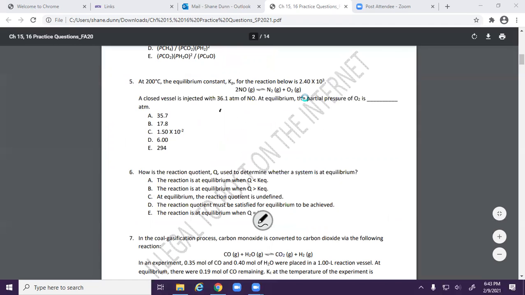So let's write this guy out. 2NO, N2 plus O2. You notice I didn't write any units, right? Because I looked, they're all acceptable. You don't have to care anymore. Cool. That's why I did that. A closed vessel is injected with 36.1 atm, which means pressure, of NO. At equilibrium, what is the partial pressure of O2?